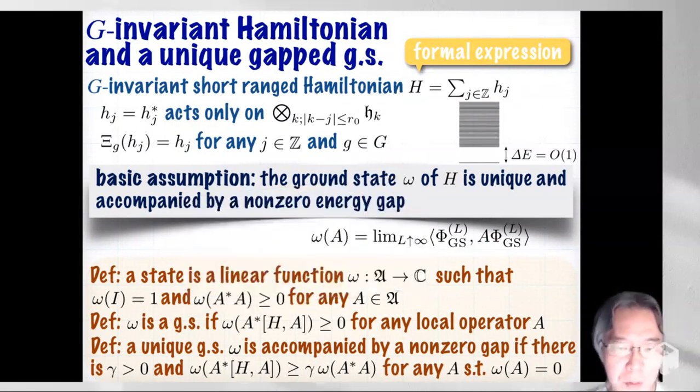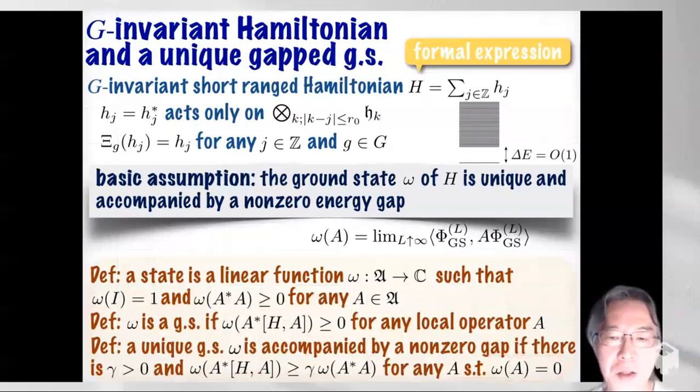So now you are convinced, I hope, that this is a very straightforward generalization of this idea to infinite state. You start from omega, the infinite volume ground state, and by hitting this state by A, this says you cannot lower the energy anymore. Okay, and the third one is a definition of a unique gap ground state. A unique ground state omega is said to be accompanied by a non-zero energy gap if there exists a positive constant gamma, and this inequality is valid for any A such that this is valid.